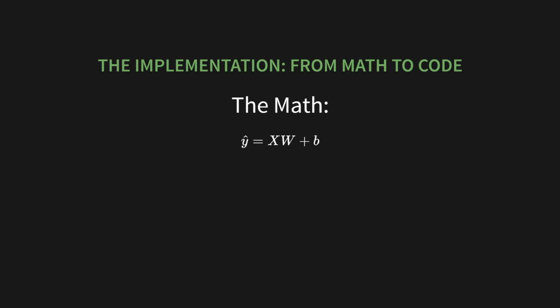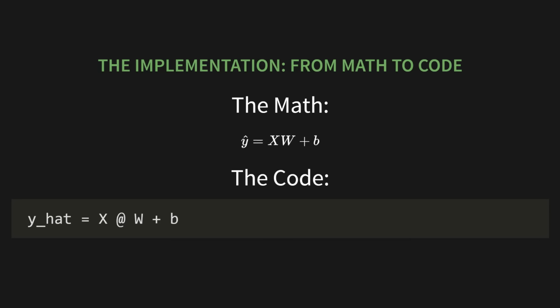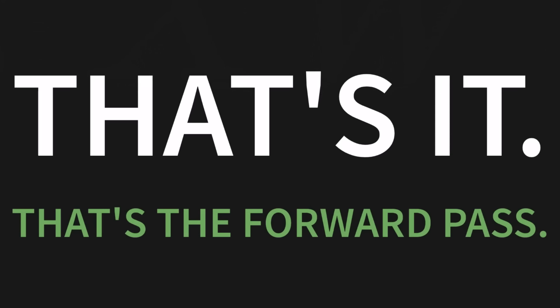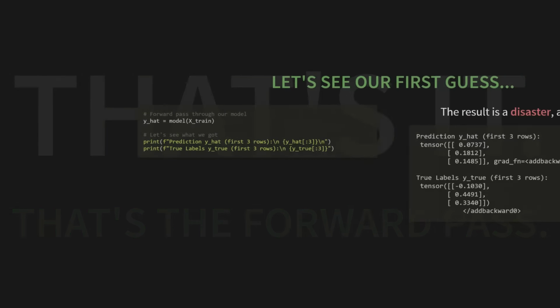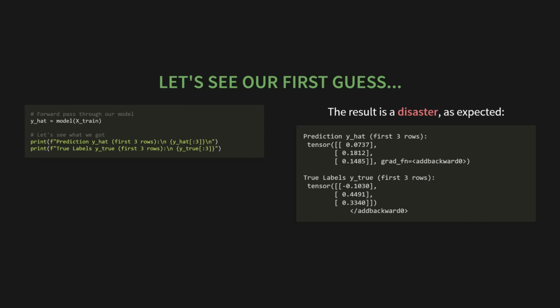The moment we translate our math into code. The math is y_hat = xw + b. The code is y_hat = x @ w + b. That's it. That's the forward pass. So let's see our first guess. We run the forward pass through our model. Then we print the prediction y_hat and the true labels y_true to see what we got.